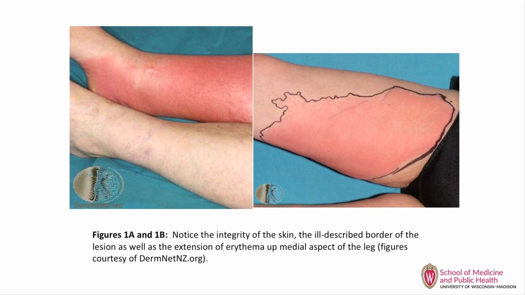So this is a classic presentation. This patient woke up feeling kind of achy, flu-like over a period of hours, developed redness in the pretibial area that kind of spread up the inside of the leg. This is strep, and strep is the cause. This is a classic presentation for non-purulent cellulitis.